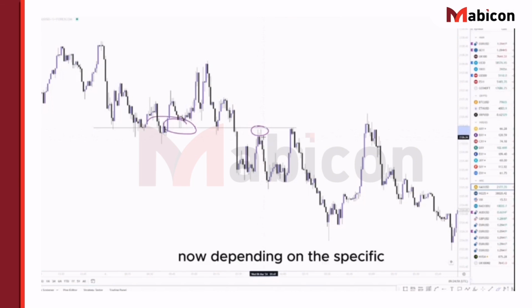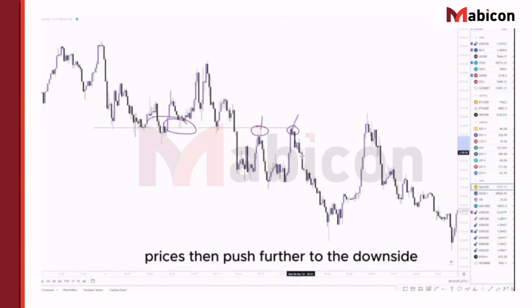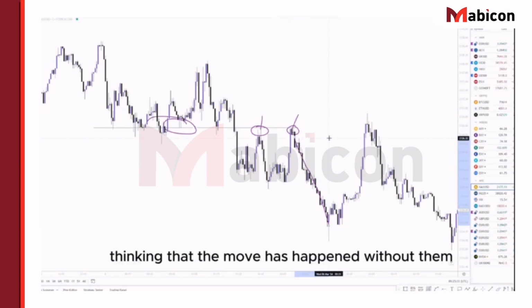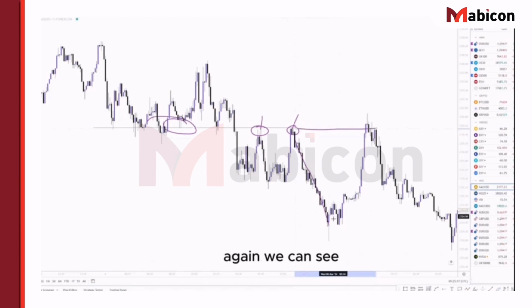Now, depending on the specific requirements of a support and resistance trader, they might be looking to trade either here or they'll be looking for another test of this area to make sure that price is actually going to react from this. And as you can see, price has then pushed further to the downside, and this is going to cause a lot of FOMO traders to jump into the markets thinking that the move has happened without them, and then those traders looking to jump in on this again, we can see price then pulls back.